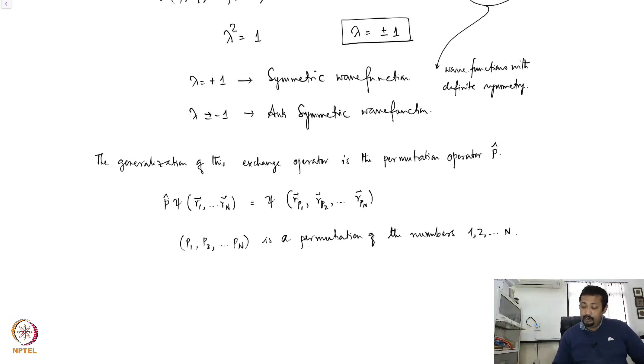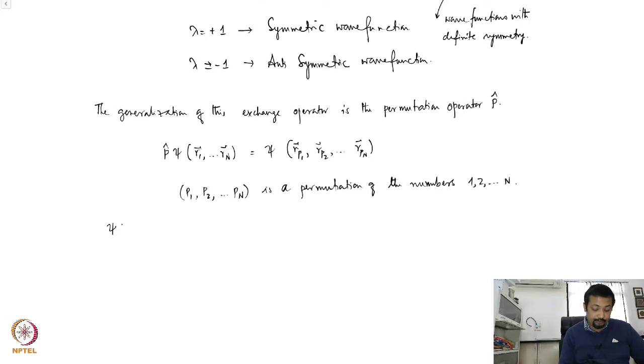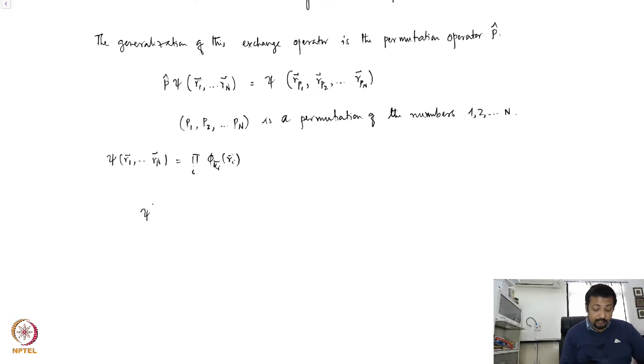So if one starts with this wave function psi of r1 through rn, which does not have a definite symmetry, I can construct a symmetric wave function and an antisymmetric wave function by using the permutation operator. So this is going to be a sum over P hat psi of r1 through rn.